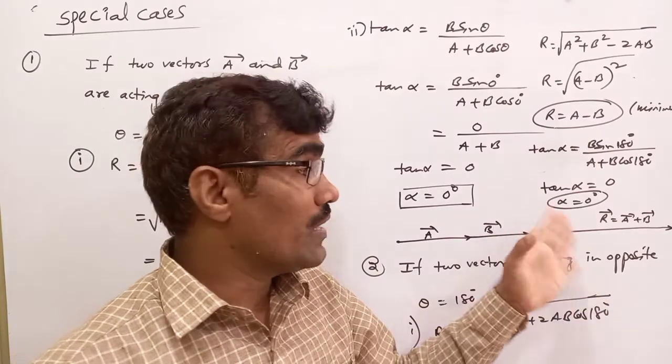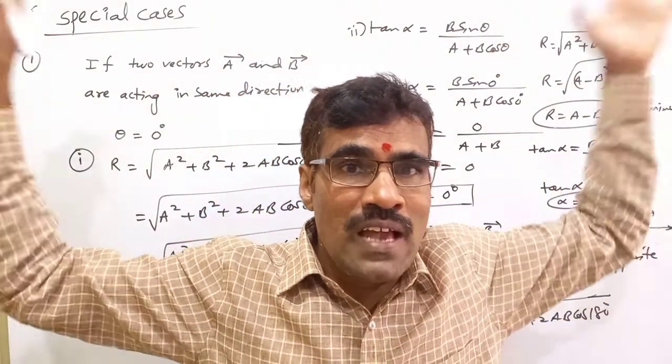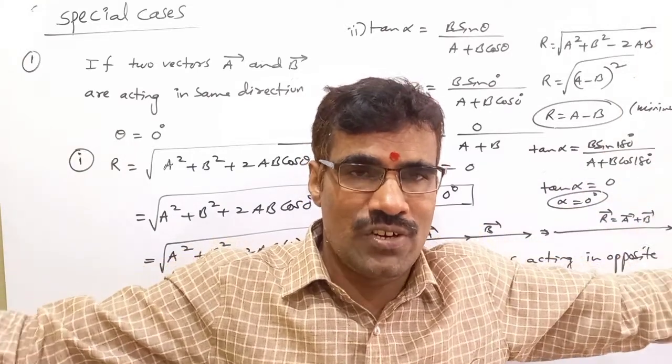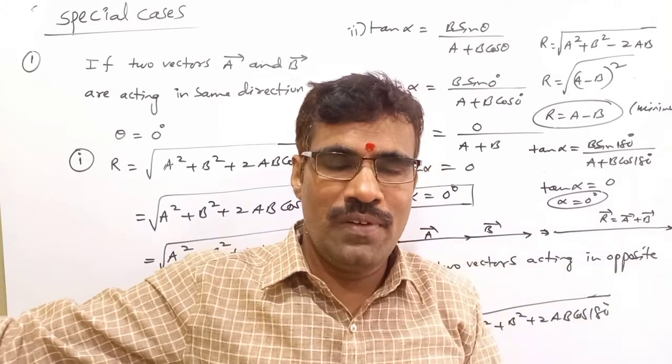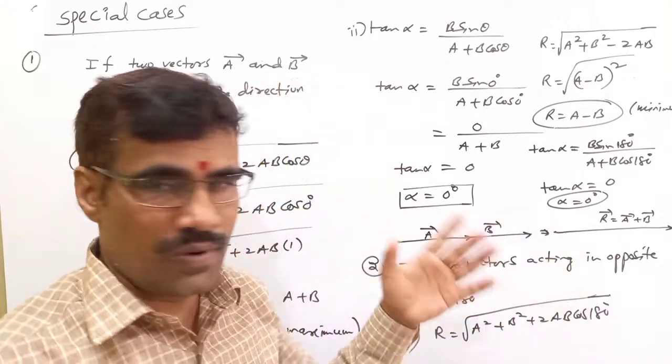What is the direction of the resultant when they are opposite to each other? When they are opposite to each other, the resultant vector is in the direction of the bigger one, the stronger one. Yes? Okay? All of you write it.